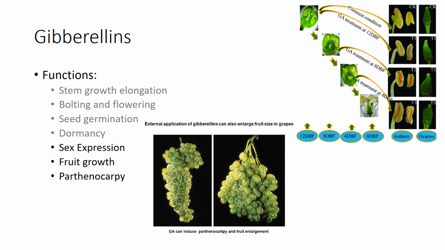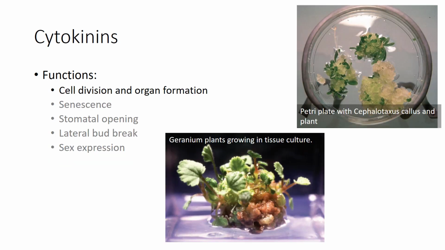Parthenocarpy is the development of fruits without pollination or fertilization, resulting in seedlessness. Gibberellins are commonly used to induce parthenocarpy in grapes. Cytokinins, like auxins and gibberellins, were also not initially isolated from a plant source. In 1955, the identification and purification of kinetin from aged herring sperm DNA was reported, and in 1963, the first naturally occurring cytokinin was found in plants.